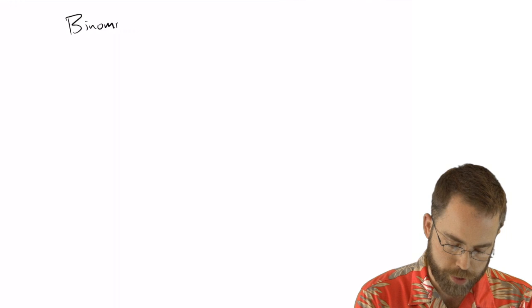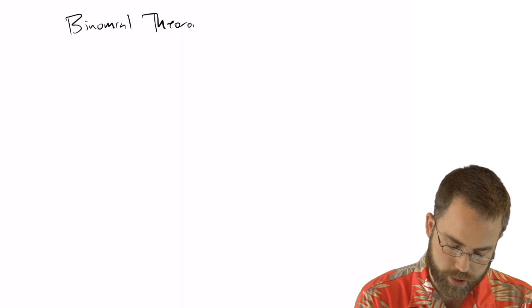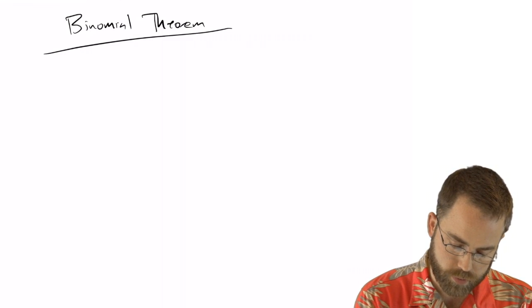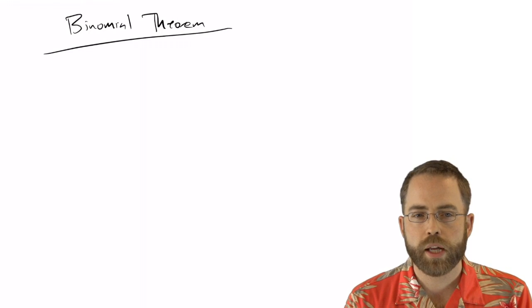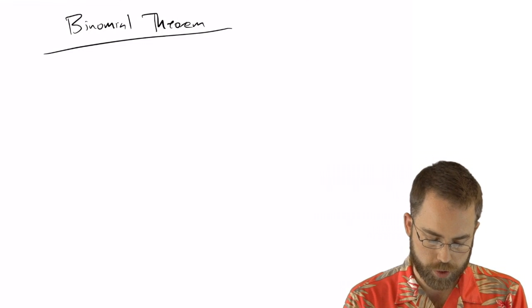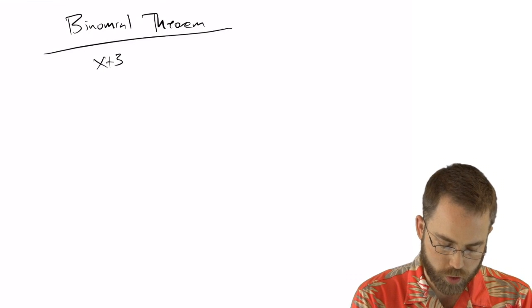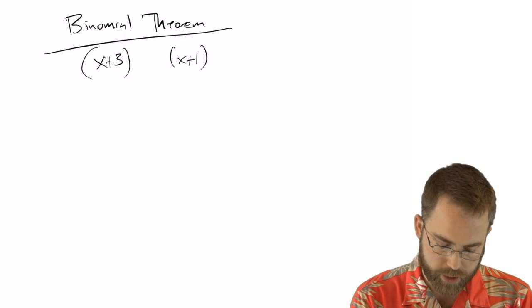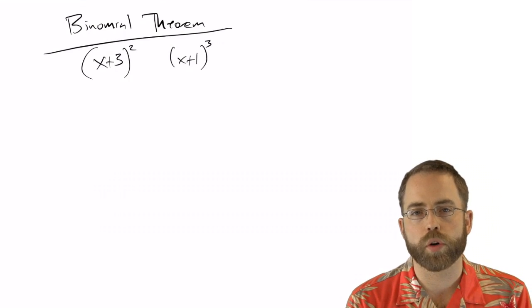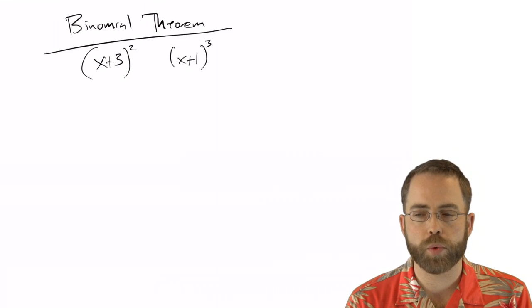It's called the binomial theorem, and it is a description about what happens when you put a binomial to a power. So binomials that you might have seen like x plus 3 or x plus 1, and then we're going to raise them to some power, like 2 or 3 or 10 or 1,000. So what happens when we do that?